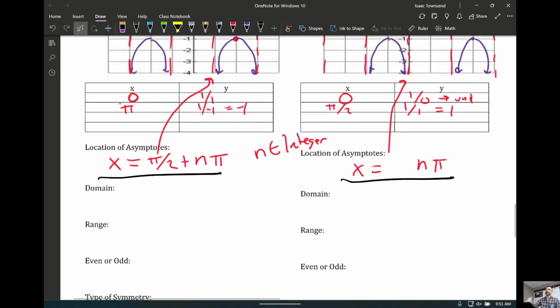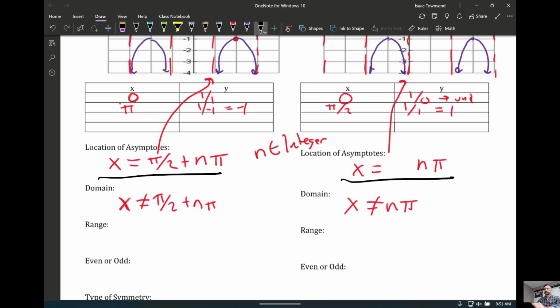Domain's asking the exact opposite. Domain's asking what x values can you plug in, and you can plug in anything you want to as long as it's not division by 0, which creates an asymptote. So the domain is everything that is not an asymptote. So same answer, but does not equal. Or same writing for your answer, saying the exact opposite thing.